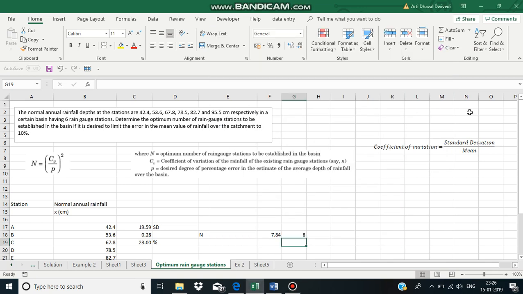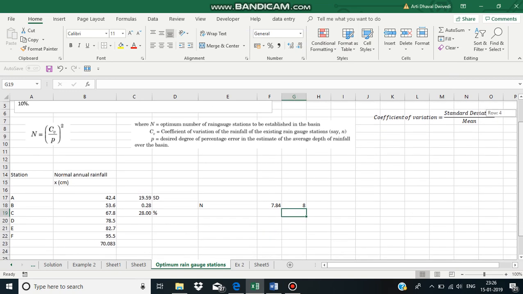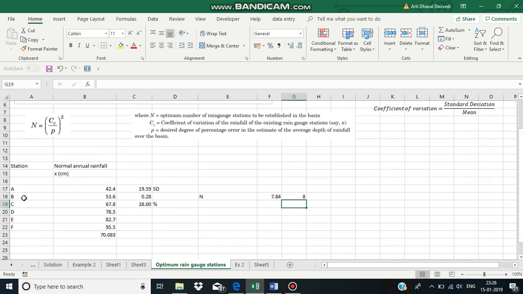We need to determine the optimum number of rain gauge stations in a basin. Now in this basin there are 6 rain gauge stations A, B, C, D, E and F, and the normal annual rainfall depth for each station is given. Now this is the average of this normal annual rainfall depth.